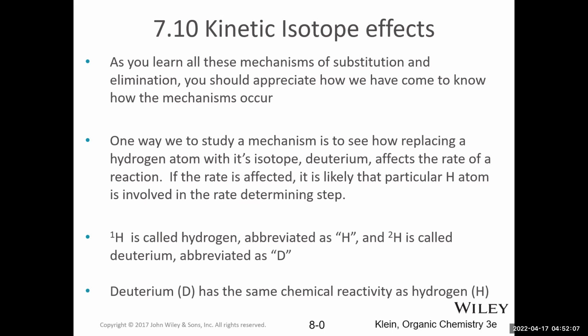just chapter 7. So when we're studying mechanisms, one way that we can study a mechanism is to replace, for example, an atom such as a hydrogen atom with its isotope deuterium to see the effect on the rate of a reaction. If the rate is affected, then it is likely that that particular hydrogen atom that has been replaced with deuterium is in the rate determining step. So it is being removed, or that proton transfer is occurring in the rate determining step.